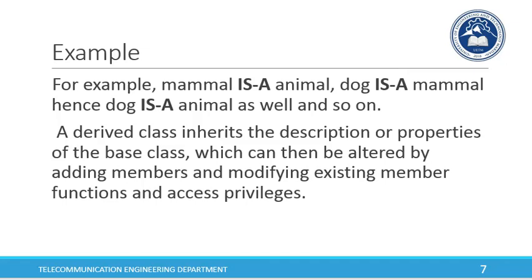So we will make only one class which is a mammal class, and all the animals which belong to this class will be its derived classes. A derived class inherits the description or properties of the base class, which can then be altered by adding members and modifying existing member functions and access privileges. So mammal will be our base class, and all those animals which are mammals will become derived classes.